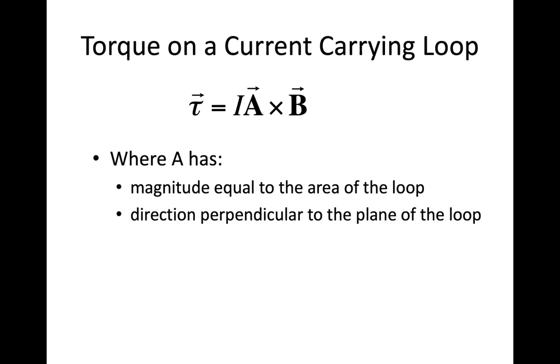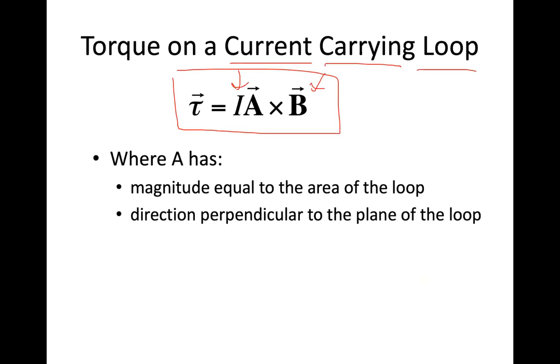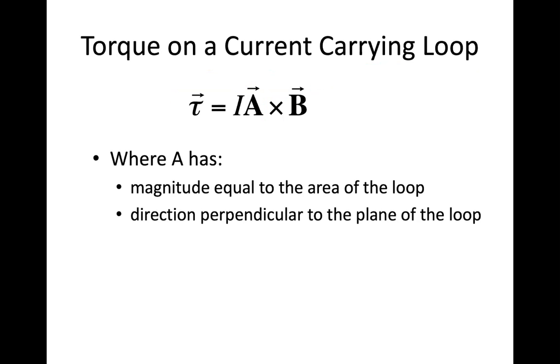So to find the torque on a current carrying loop, I need to know the current. I need to know the B field. I need to know the area of the loop. And I need to know something about directions because these are all vectors. And now this is really funny to me. It's always been funny to me that they put the vector on the area, which is kind of silly because area generally doesn't have a direction.